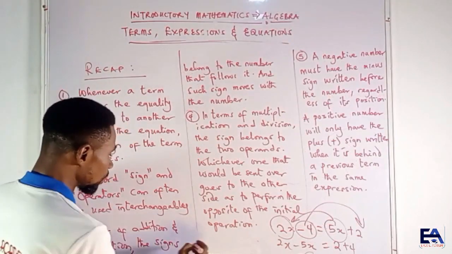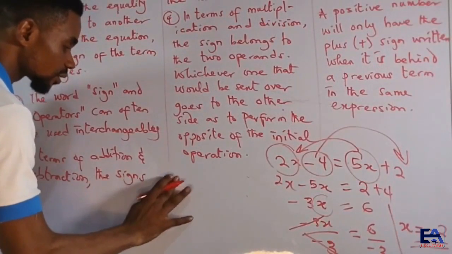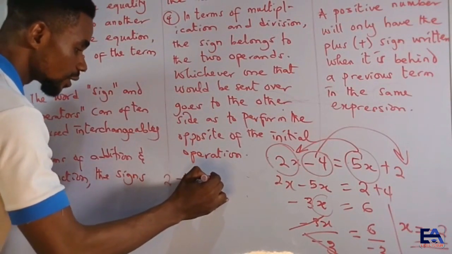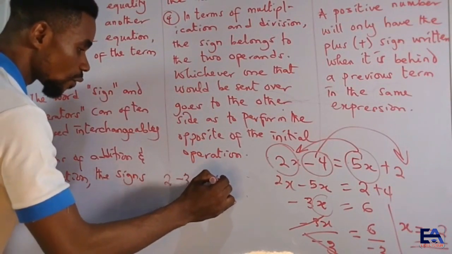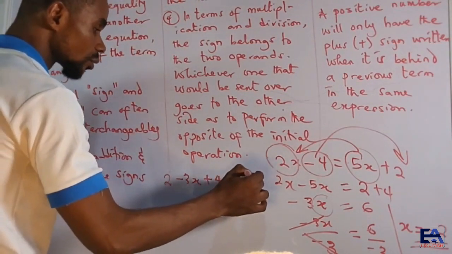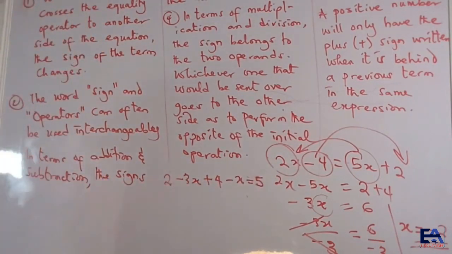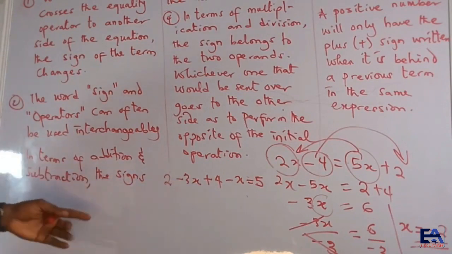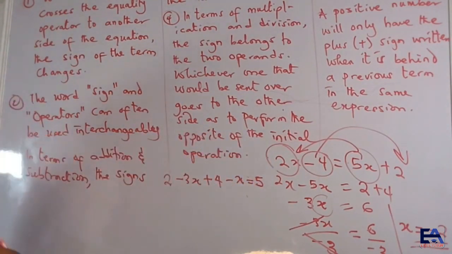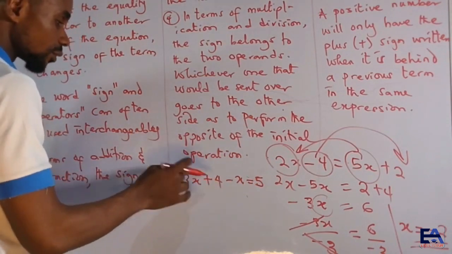Now take this example. We have 2 minus 3x plus 4 minus x is equal to 5. So let's just see it this way. Now we have this kind of stuff, and we want to move it to the other side. What are we going to do? Simple. These 2, you send it to the other side.